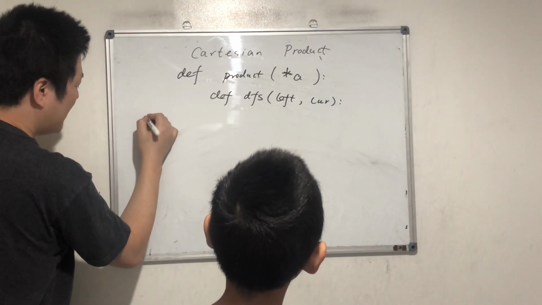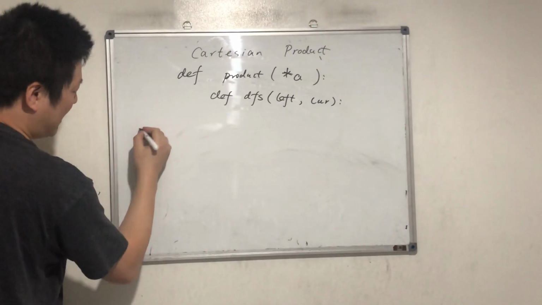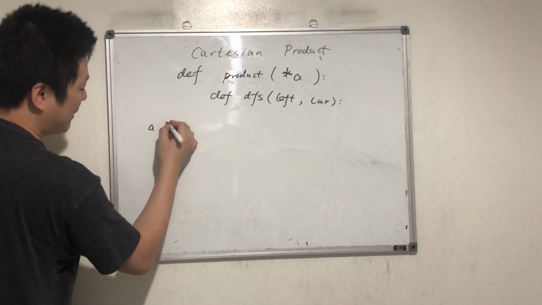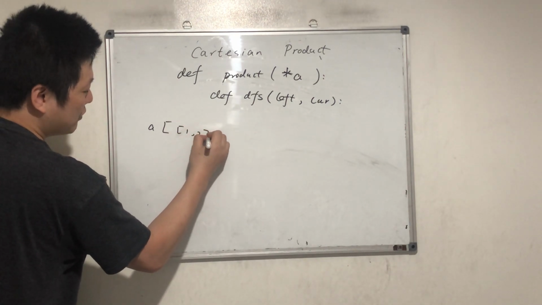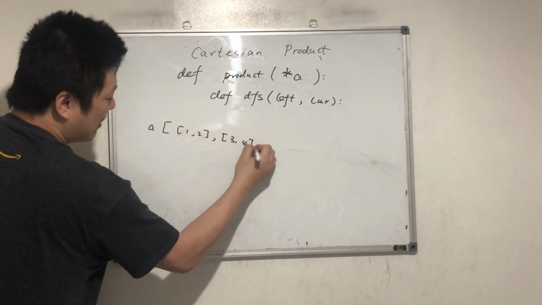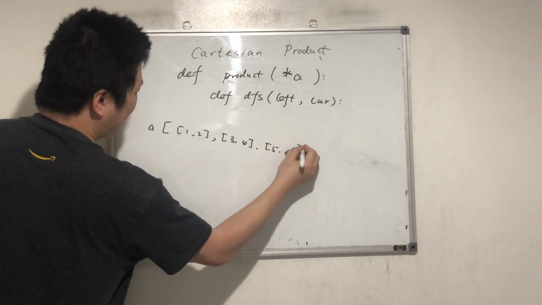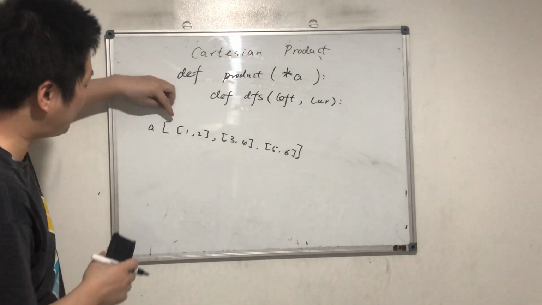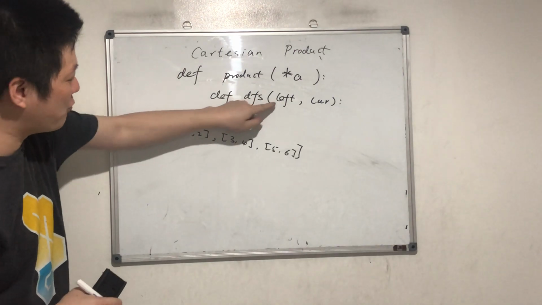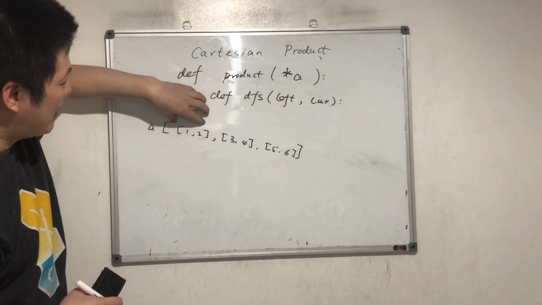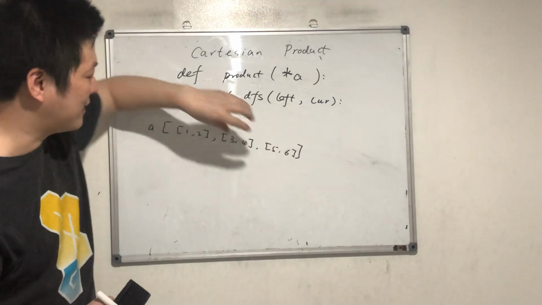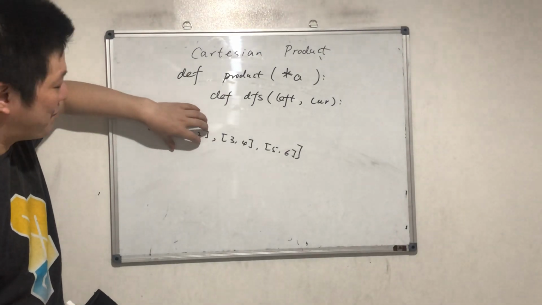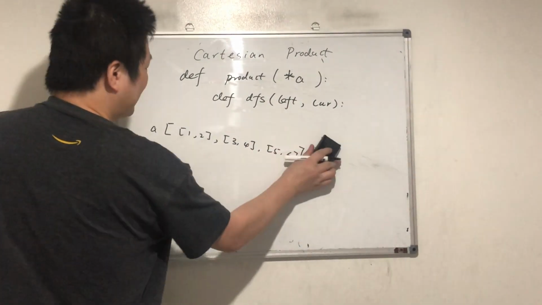A can be passed like a list, like 1, 2, 3, 4, 5, 6. A can be treated like a list, and here left is where we start from the first one. When it reaches the last one, we know we have the answer. So for each one, I can iterate the possibilities of all the numbers here. Does it make sense?